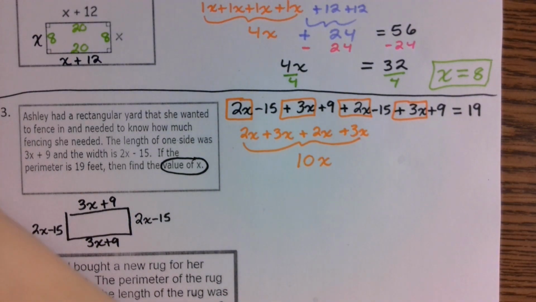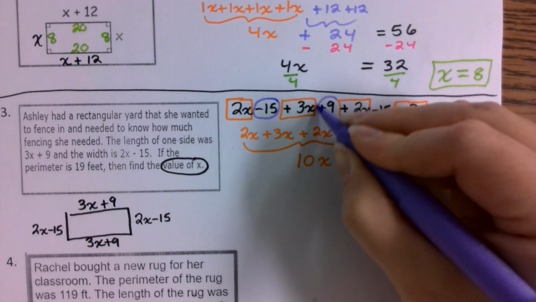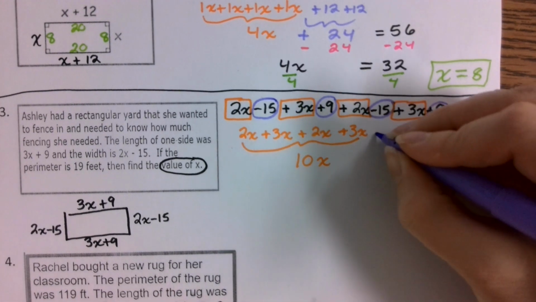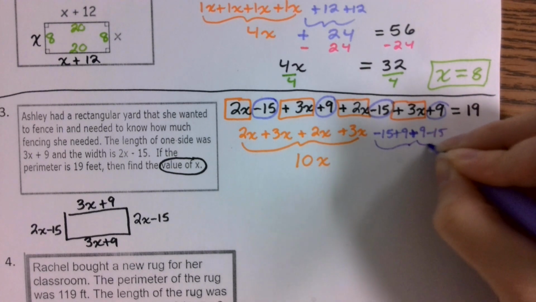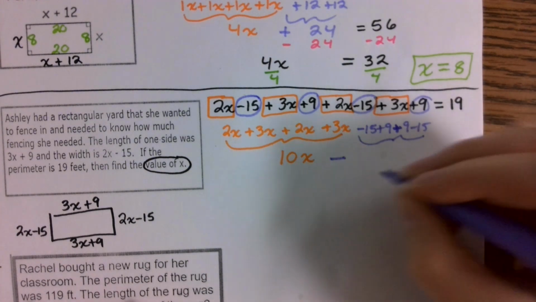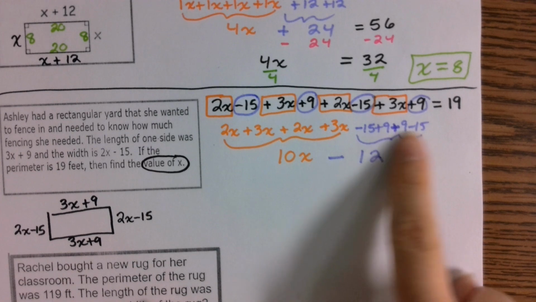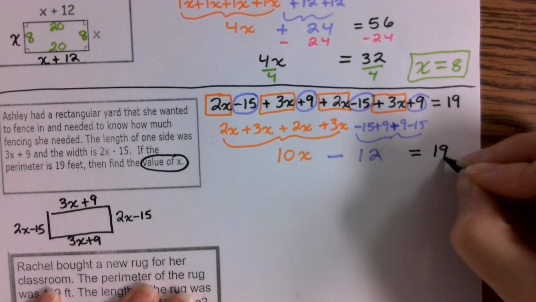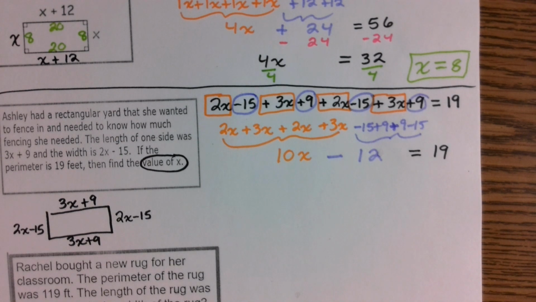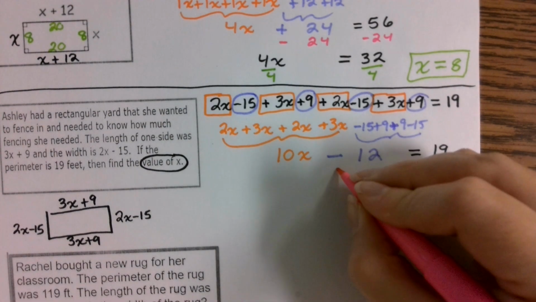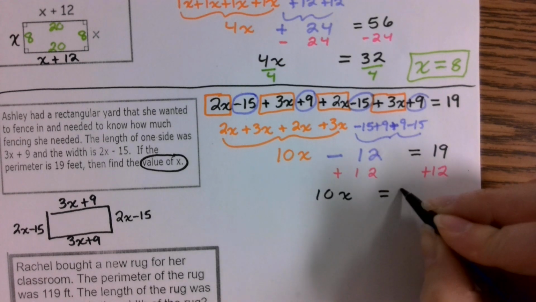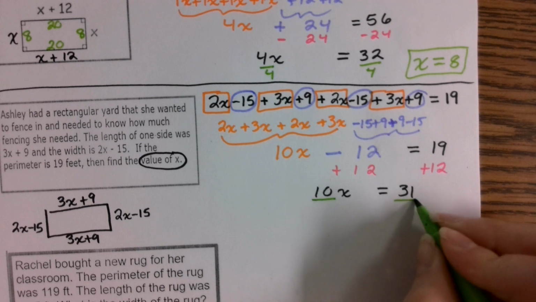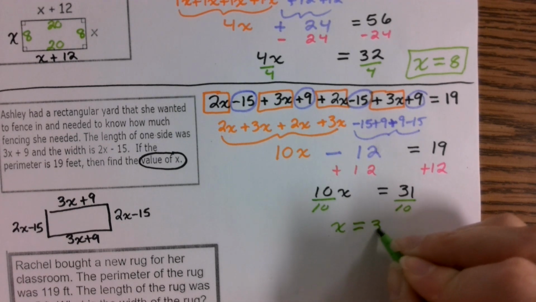Okay, then we're going to do the same thing for the constant. We've got a negative 15, a positive 9, a negative 15, and a positive 9. When I combine all that together, that gives me negative 12. And the whole thing is still set equal to 19. Okay, then we're going to go ahead and add 12 to both sides. So we get 10x is equal to 31. Then we'll divide both sides by 10. And we'll get x is equal to 3.1.